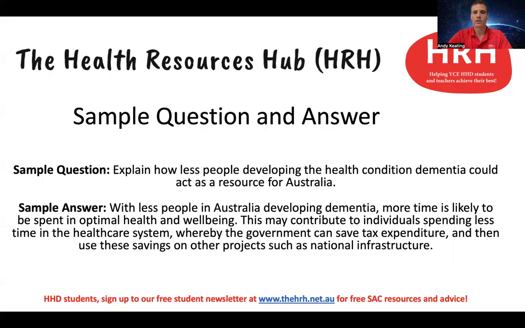I always encourage my students, when it's questions related to how optimal health and well-being can act as a resource, to start by framing your answer with the context of more people having high levels of optimal health and well-being. So you can see with the sample answer, I've said with less people in Australia developing dementia, more time is likely to be spent in optimal health and well-being. And this may contribute to individuals spending less time in the healthcare system where the government can save tax expenditure and then use these savings on other projects such as national infrastructure.